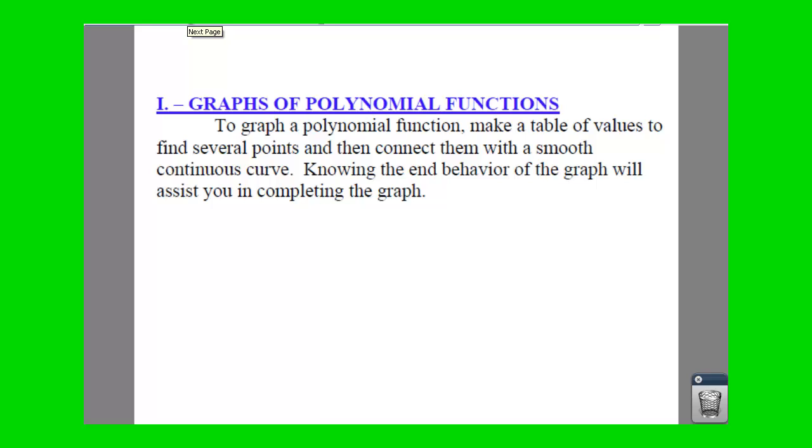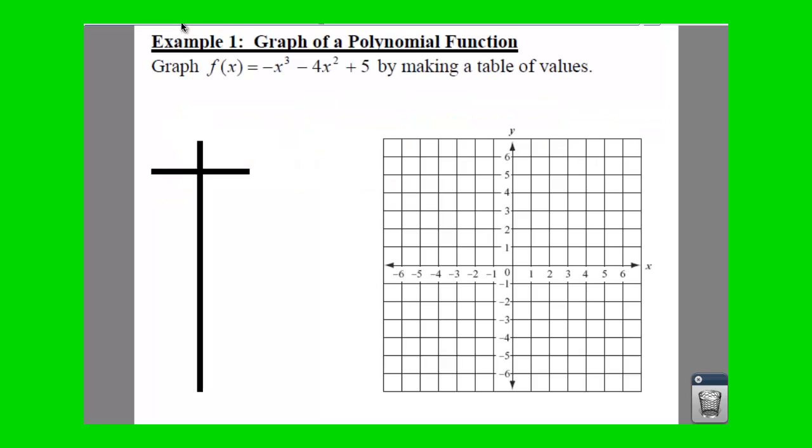So when we have graphs of polynomial functions, what we're going to have to do is make a table of values to find several points, connect them with a smooth, continuous curve. So this won't be like a discrete curve. However, we're going to have multiple points, so not just 3 or 5. You may have up to like 7 points. Knowing your end behavior from 5-3 will help you complete your graph. So let's look at our first example here.